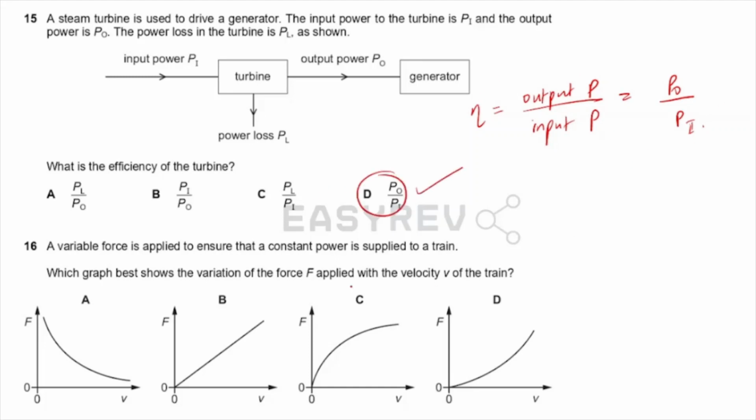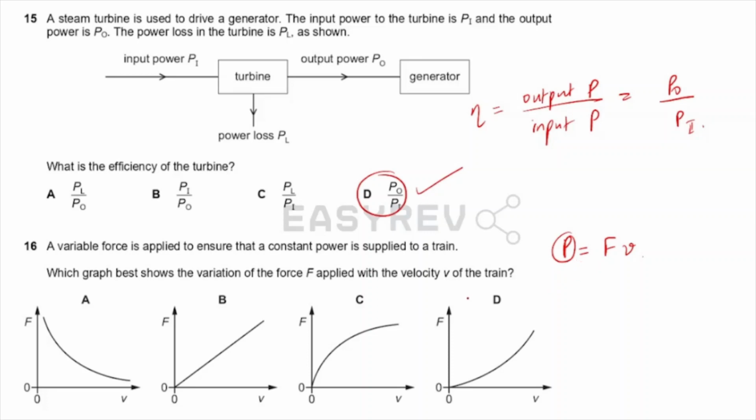Now on to 16. A variable force is applied to ensure that a constant power is supplied to a train. Which graph best shows the variation of the force F applied with the velocity V of the train? The one equation that relates power, force and velocity with each other is the other form of power, which is force applied times constant velocity of the train. But in this situation, it's not a constant velocity, but rather we wish to find the relation between force and velocity if power is kept constant.